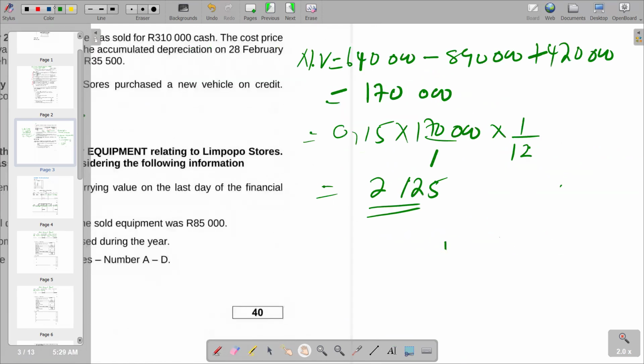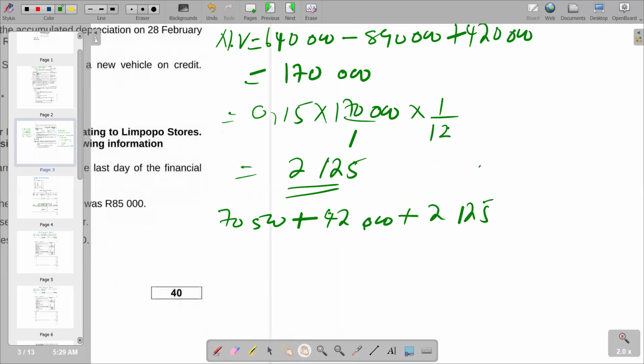So basically, we can just try to bring it down by saying 70,500 plus 42,000 plus 2,125. Then we calculate it like that, and see that the answer that we are supposed to get is going to be 114,625. So this is now the depreciation for the double entry.